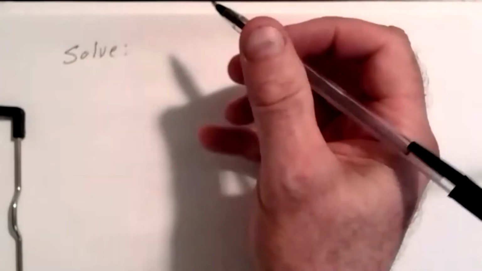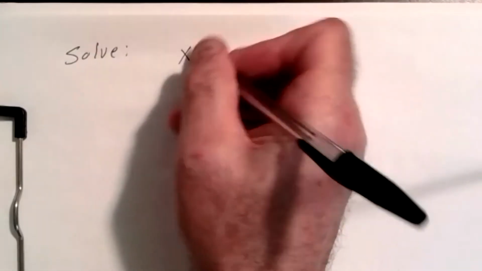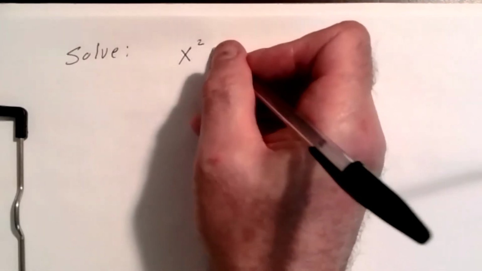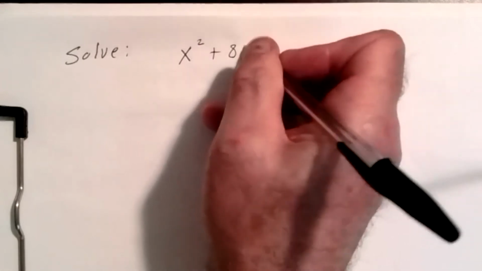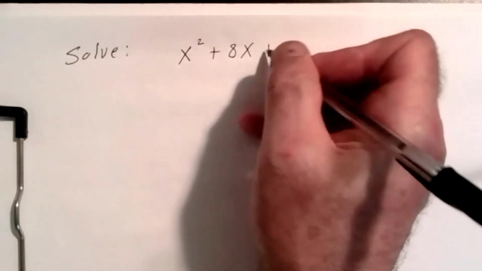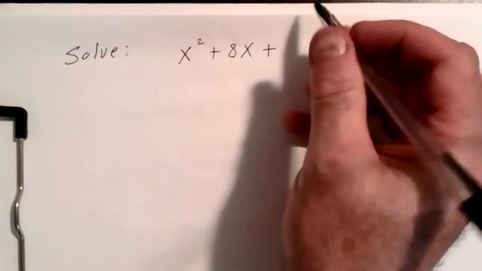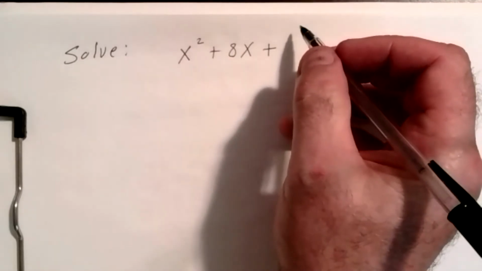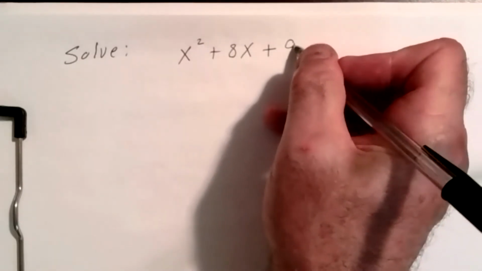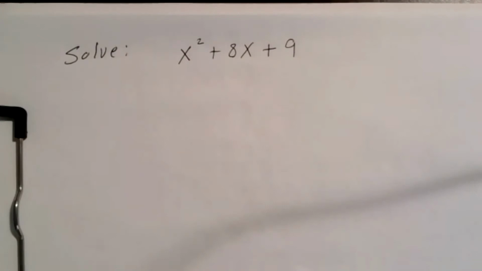All right, suppose I gave you this quadratic equation and I wanted you to solve it. x squared plus 8x plus, let's see here, plus 9, and I wanted you to solve this quadratic equation for its two solutions.